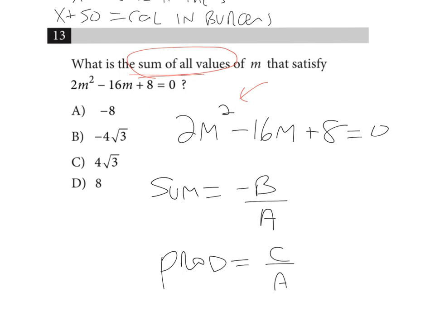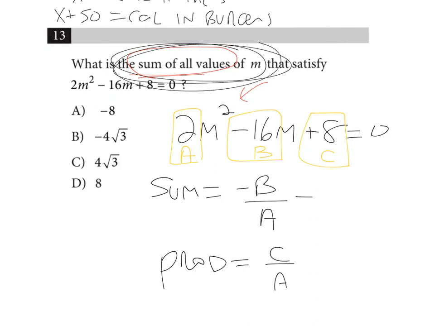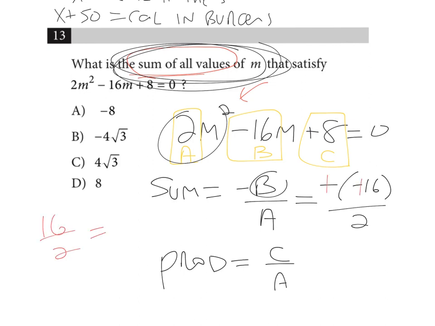Now, where do these letters come from, a, b, and c? A is the coefficient of the squared variable, so in this case a is 2. B is the coefficient of the variable that's not squared, so b is negative 16. And c is what we call the constant, the number without a variable, that's 8. So here we have to find the sum. We have to do negative b over a. That's going to be negative b, which is negative 16, over a, which is 2. And negative is a positive, so we have 16 over 2, or 8. So here the sum of the roots, the sum of the values, is letter D.